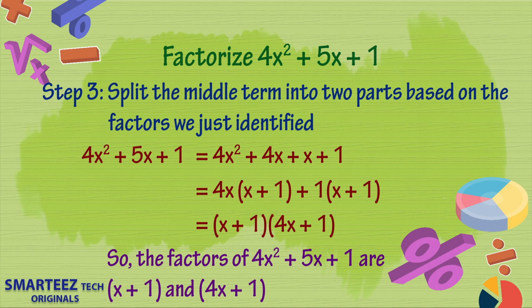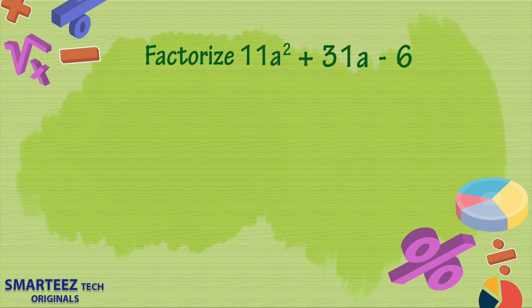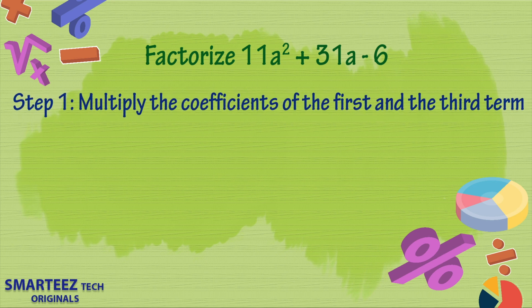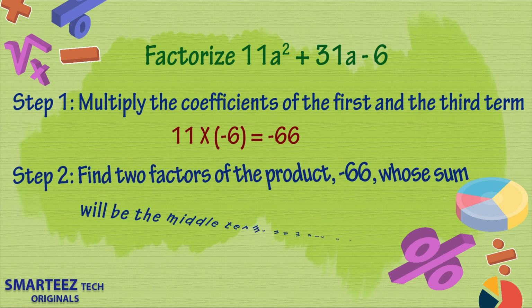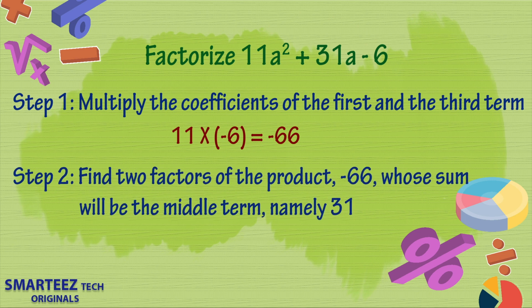Let's do another example. Factorize 11a² + 31a - 6. Solution. Step 1. Multiply the coefficients of the first and the third term and find the product. That will be 11 times -6, which equals -66. Step 2. Find two factors of the product -66 whose sum will be the middle term, namely 31. The two factors will be 33 and -2, since 33 + (-2) equals 33 - 2, which equals 31.